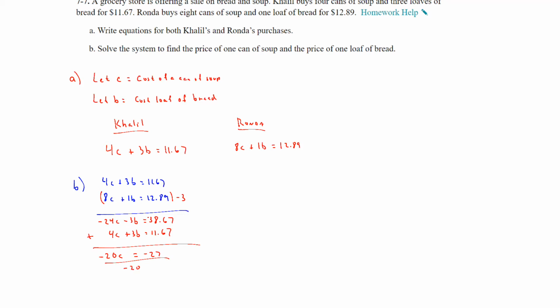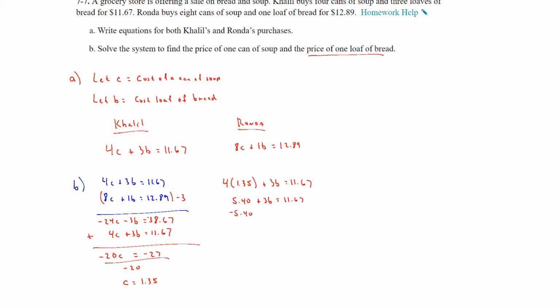Divide by -20. And we get the cost of a can of soup is $1.35. And we still need to find the price of a loaf of bread. So we'll plug that back into one of the equations. I'll plug it back into the first one. So 4 times $1.35 for a can of soup plus 3 loaves of bread is $11.67. So 5.40 plus 3b equals 11.67.